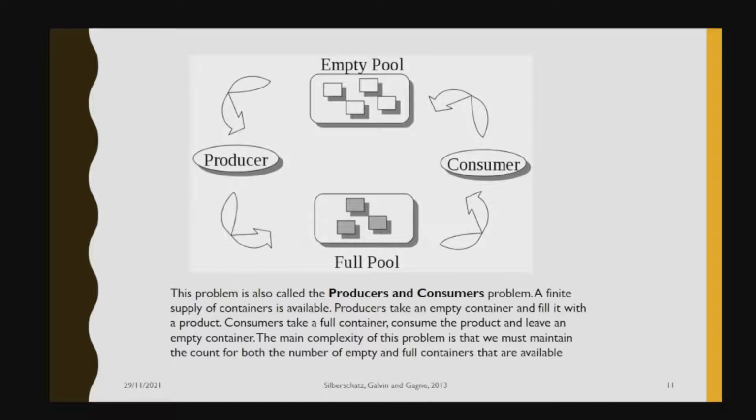So basically, the main complexity of this problem is we must maintain the count for both the producer as well as the consumer. Means we need to know the number of empty containers and full containers available, the availability of the containers. Then we can process.